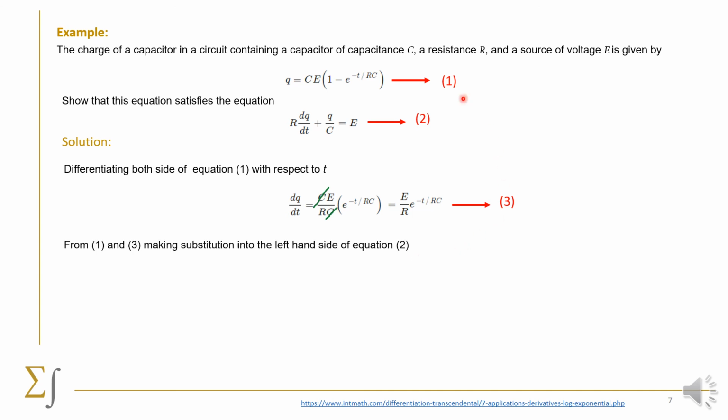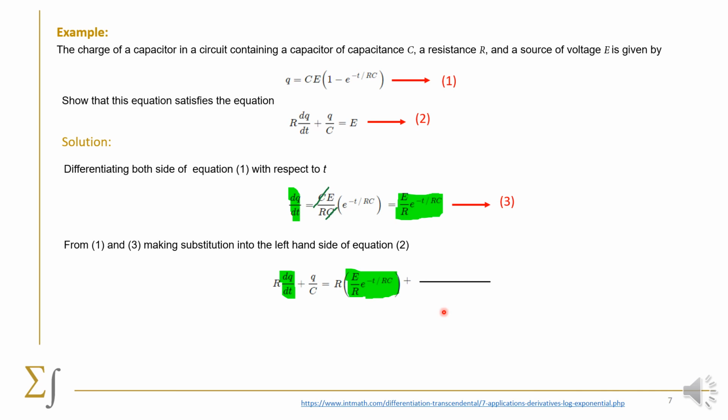From 3 and 1, as I said, we will substitute into the left-hand side of equation number 2 so that we can find the value of the sum of these two terms. We will make a substitution for dq/dt here, and a substitution from equation 1 for q, and we see what we get. So this is R dq/dt plus q/C. This is the left-hand side. So here is the R, and we are substituting the derivative, which is given by equation number 3.